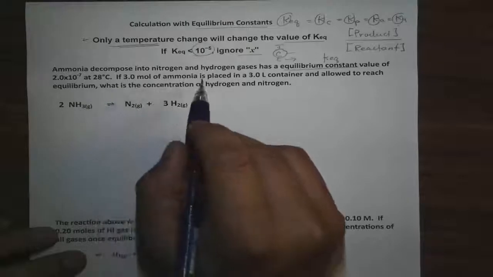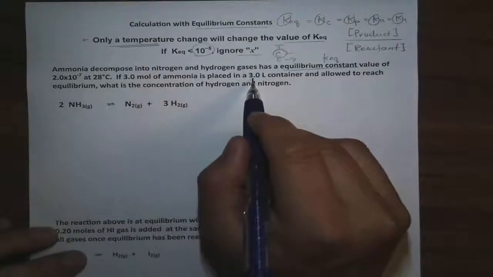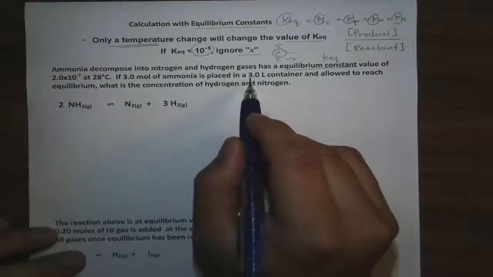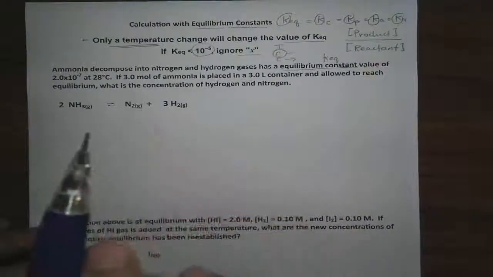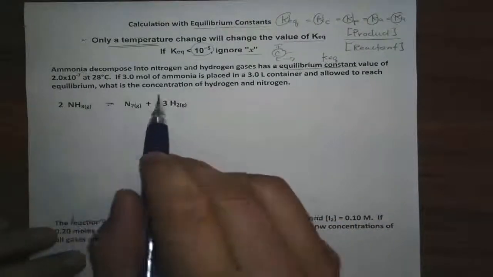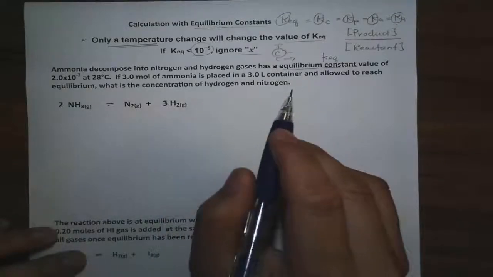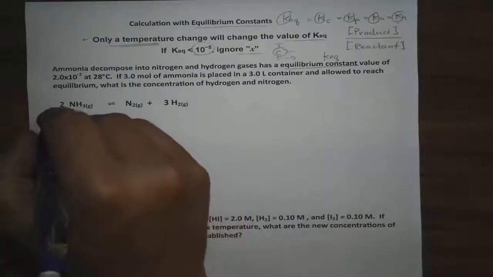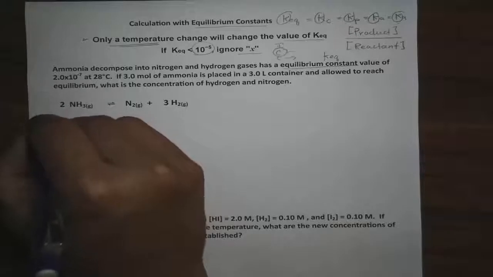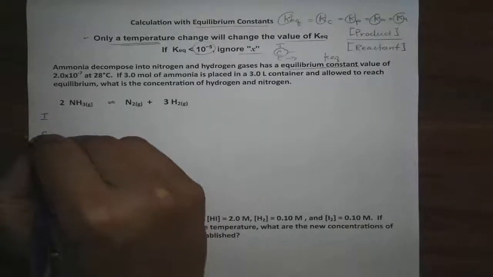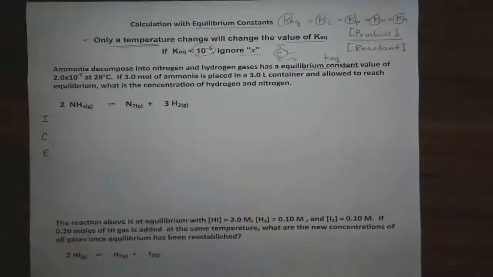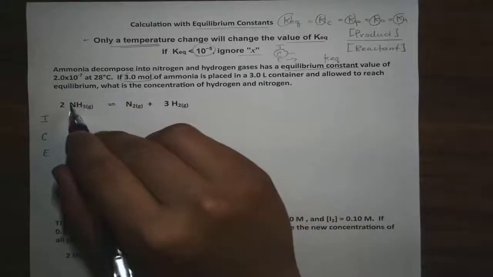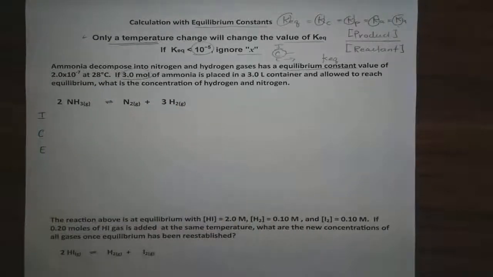If 3.0 moles of ammonia is placed in a 3.0 liter container and allowed to reach equilibrium, notice it's not 1 liter anymore, and we have moles, so we have to convert it into molarity. What is the concentration of hydrogen and nitrogen? When it comes to equilibrium, we always start with the ICE table. So I have I for my initial, C for my change, and E for my equilibrium. What we have here is in moles, but when we express it in the ICE table, it has to be in terms of concentration.